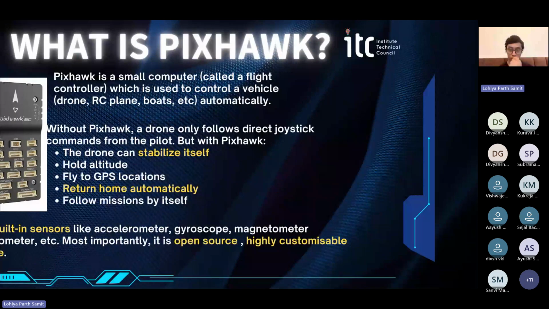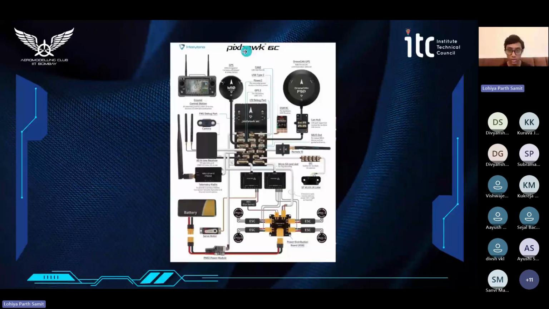This is the general architecture of a Pixhawk controller. As we can see here, we have the GPS connection or the GPS module. We have the ground control station over here. We have the debug port. We have the cameras. We have the receivers for it.